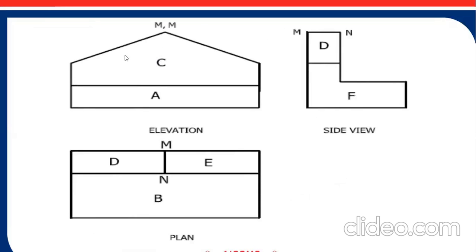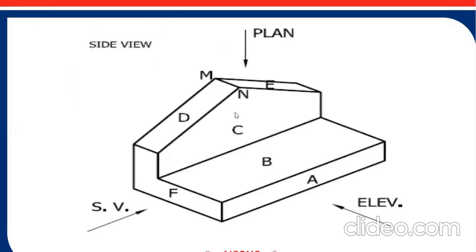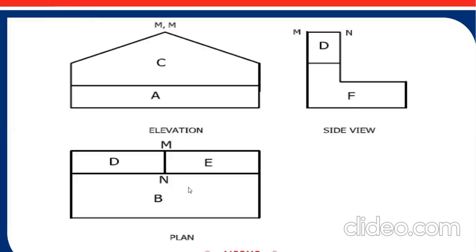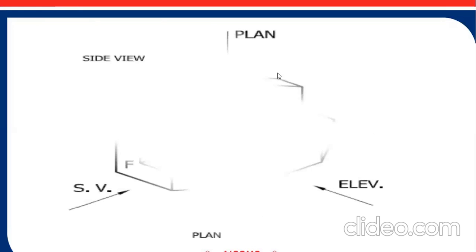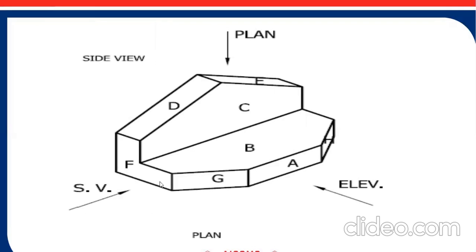This is the front view. This shape I can see. In case of the top view, D, E, and B, and in case of side view, D and F. In case of front view, only A and C. Now the next one, this one.